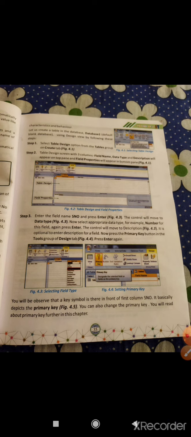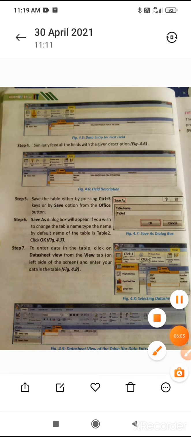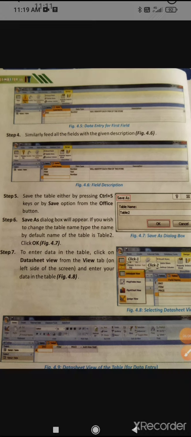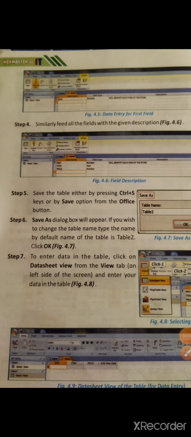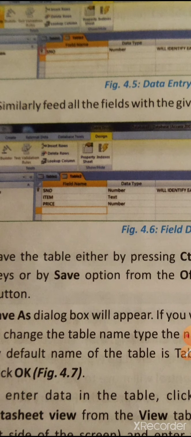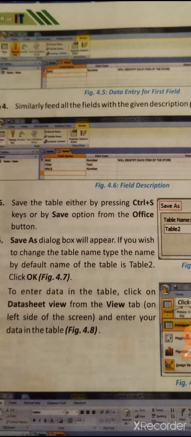So it basically depicts the primary key. Okay, you can also change the primary key. You will read about primary keys later. See here, one key type symbol will appear in front of the serial number.